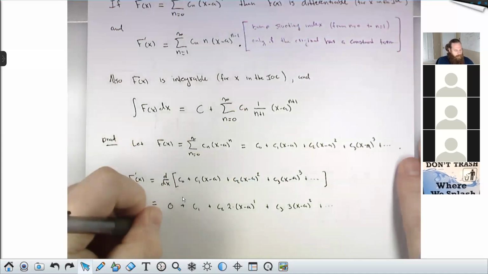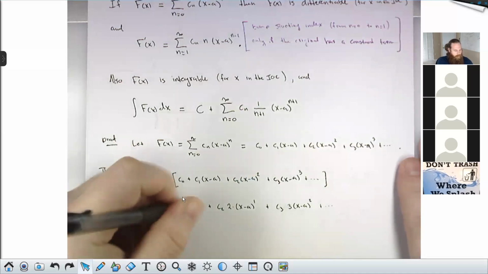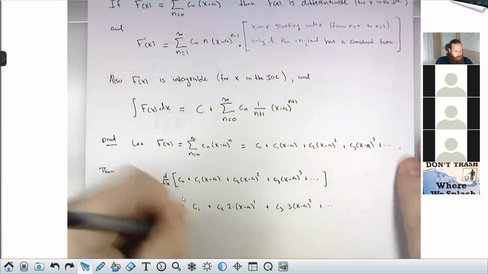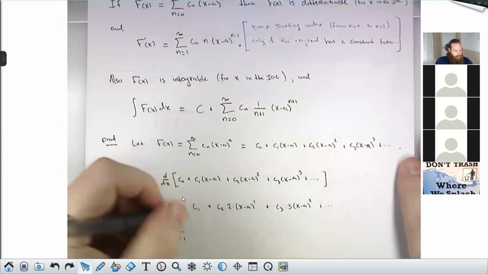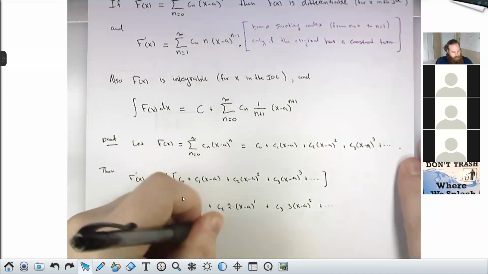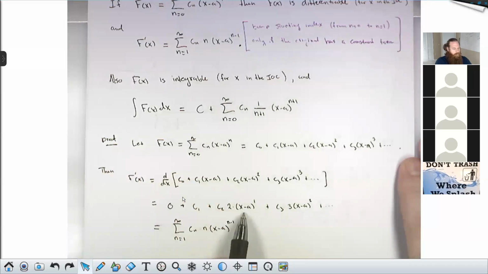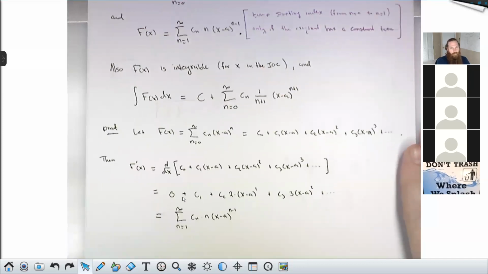And if I want to write this back in sigma notation, I'll have the sum from n equals 1 to infinity of Cn times n times (x minus a) to the n minus 1. Look at it, right? 2 times (x minus a) to the 1. 3 times (x minus a) to the 2. The next term here would be C4 times 4 (x minus a) to the 3. It's n (x minus a) to the n minus 1, which is the formula we get. So that's the proof of the first part.